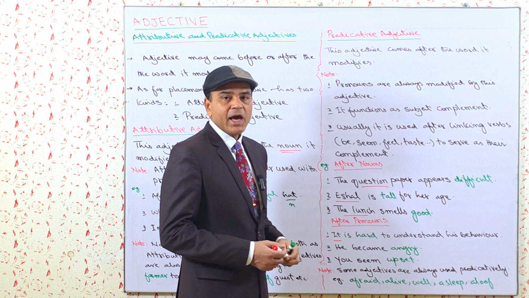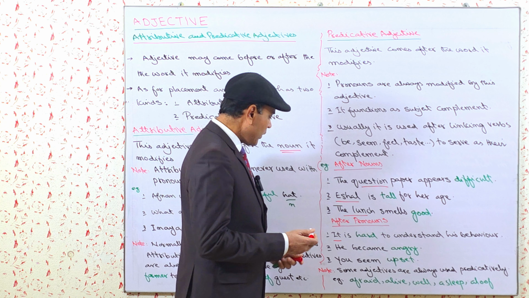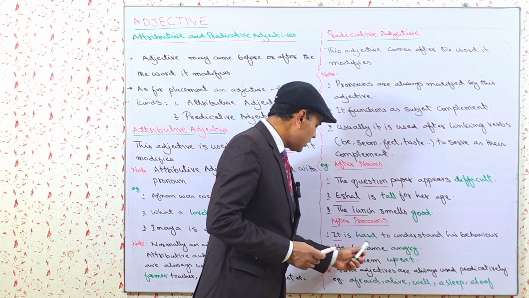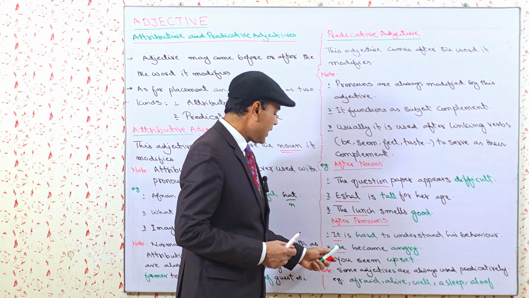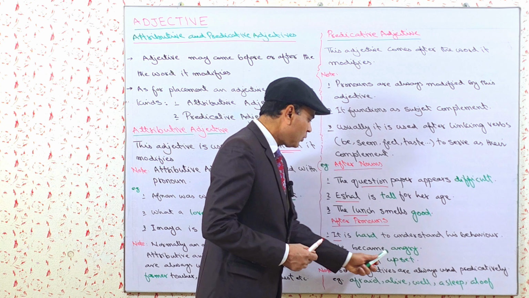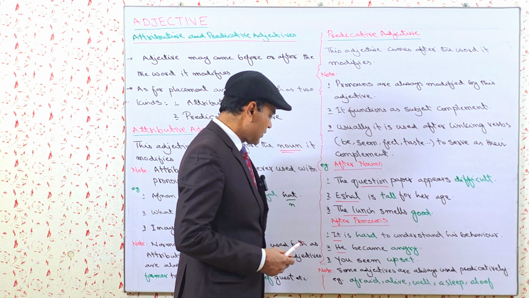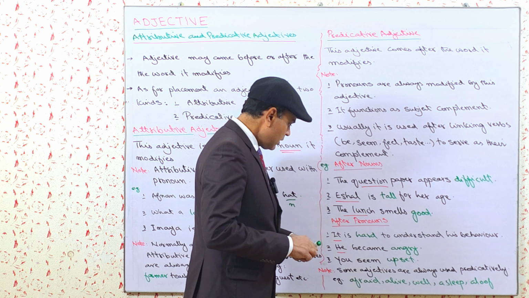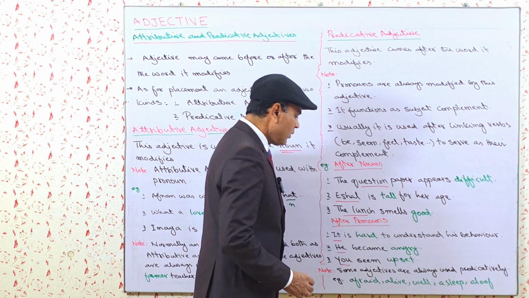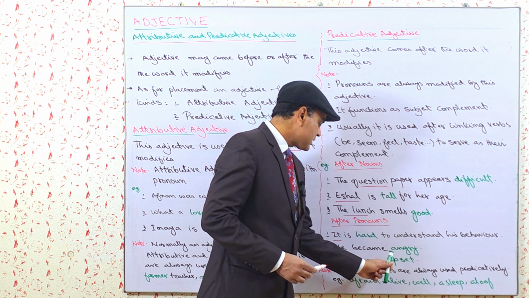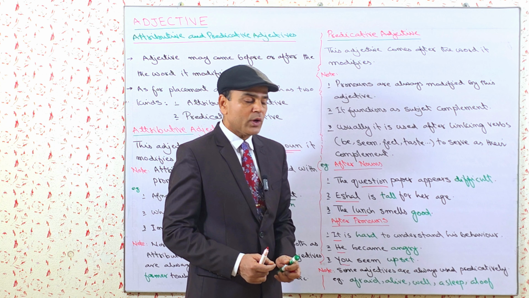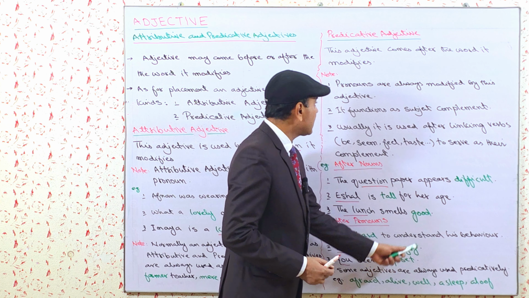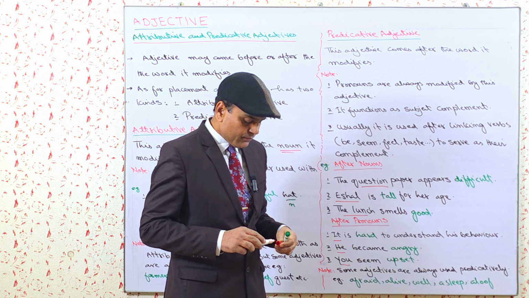Number two, he became angry. So the word he is a pronoun in parts of speech, and the word angry qualifies he and has been used after it. So angry is a predicative adjective. Number three, you seem upset. Here the word you is a pronoun and the word upset tells us something more about the word you, but instead of being used before it, it has been used after it. So that's why we call it predicative adjective.